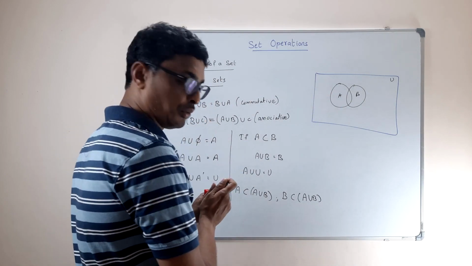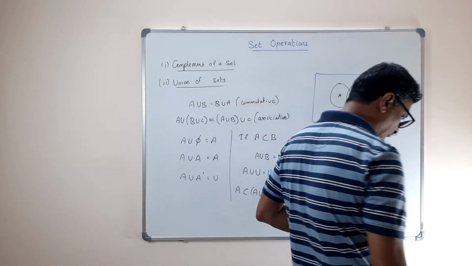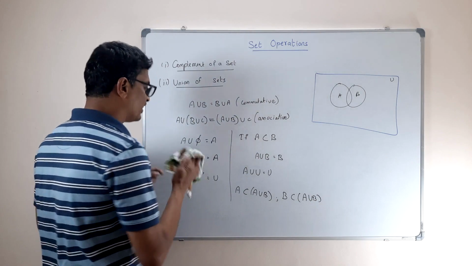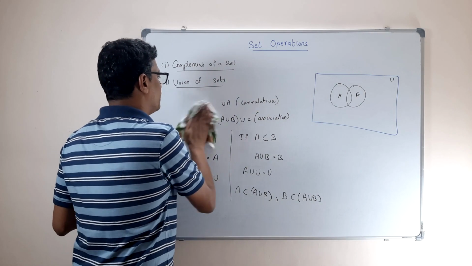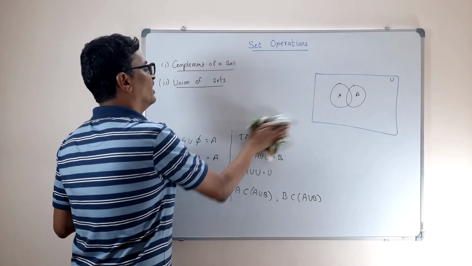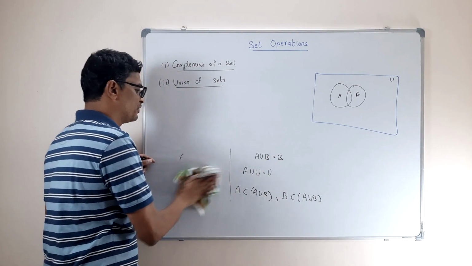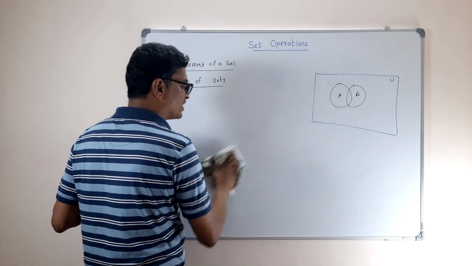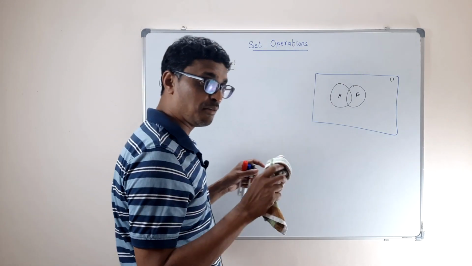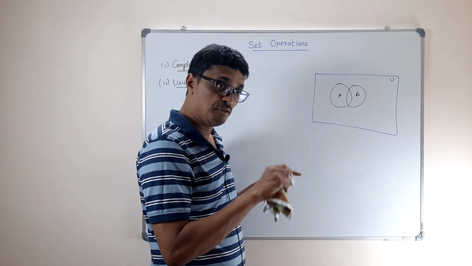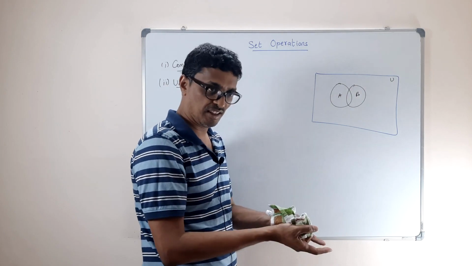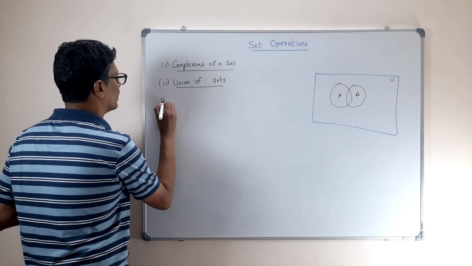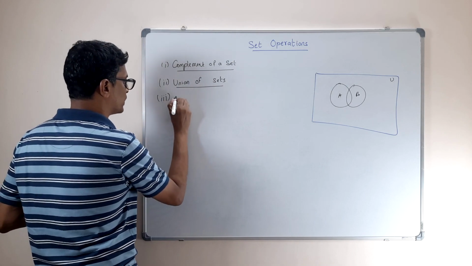So these are the properties of the union of sets. And the next one that comes is the intersection of sets. Can you tell me what it will be? Intersection, the name itself tells: common elements, which are the elements of A which are also the elements of B. What is the intersection of two sets?